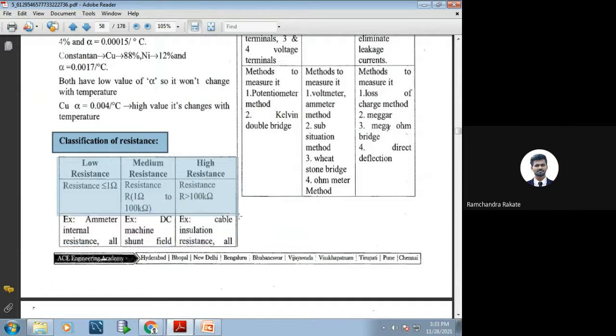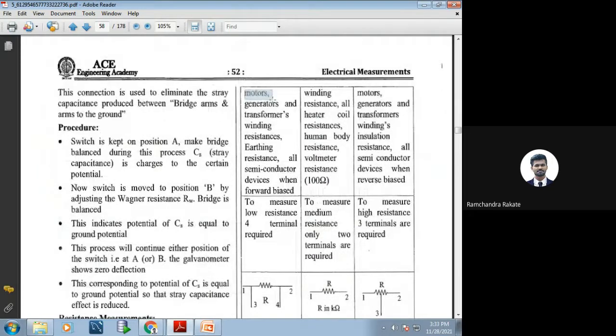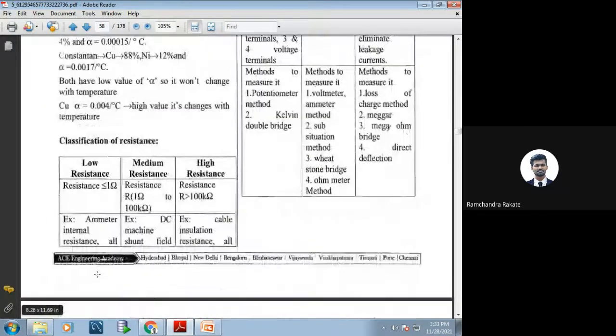Yes. So let us see the different applications for low resistance. We have the ammeter internal resistance, motors, generators, transformer winding resistance, earthing resistance, which we have discussed right now, and all semiconductor devices which are forward biased. So these are some devices which belong to low resistance, correct? Apart from that, we have medium resistance. Medium resistance is in the range of about 1 to 100 kilo ohm, correct? Our human body resistance belongs to this category, correct?